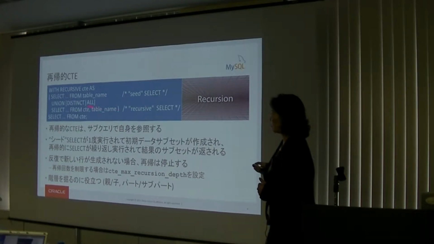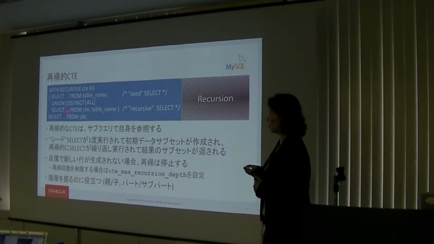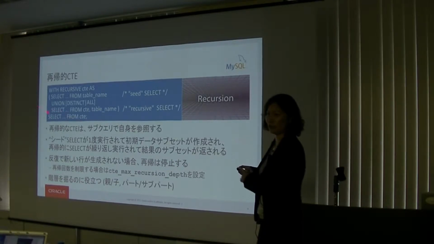We will run this recursion part repeatedly, and each time we put the results of this part into the temporary table. We'll keep executing this part until the select doesn't produce more rows. At the end, we do a final select from CTE. This will give the result from the temporary table back to the user.